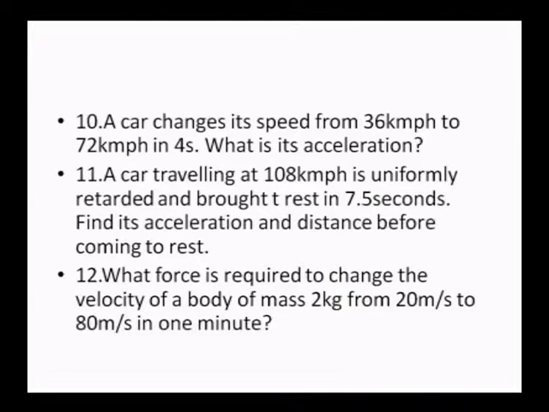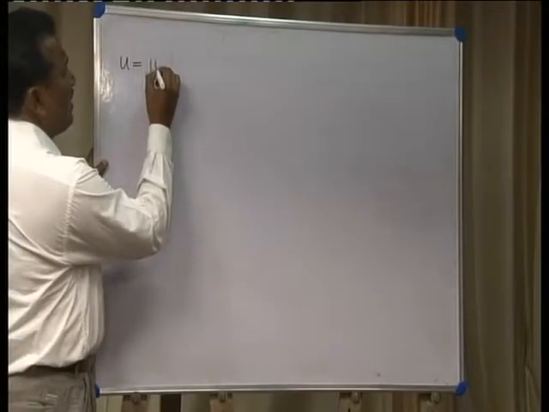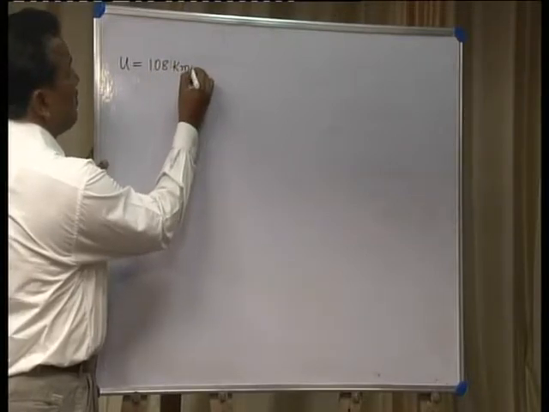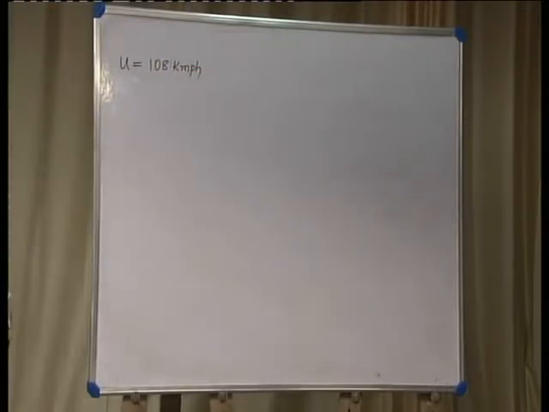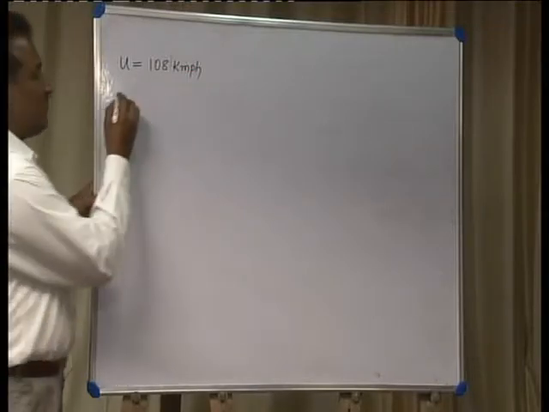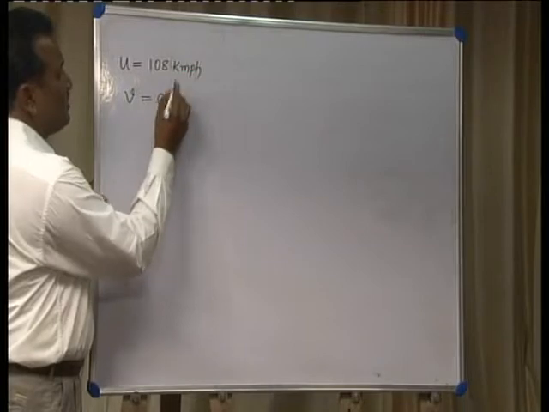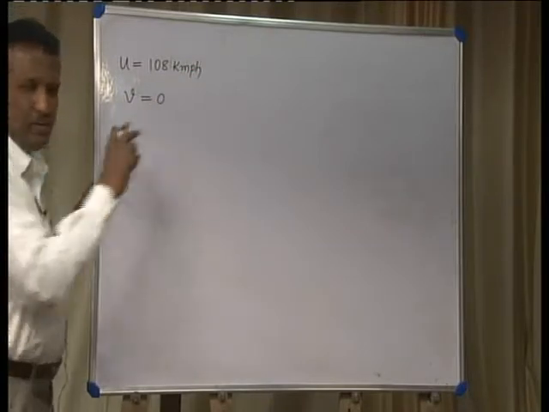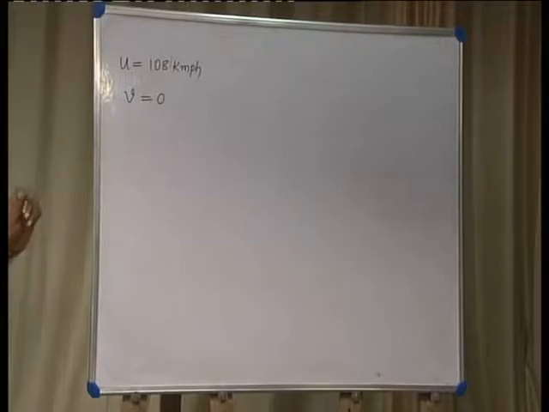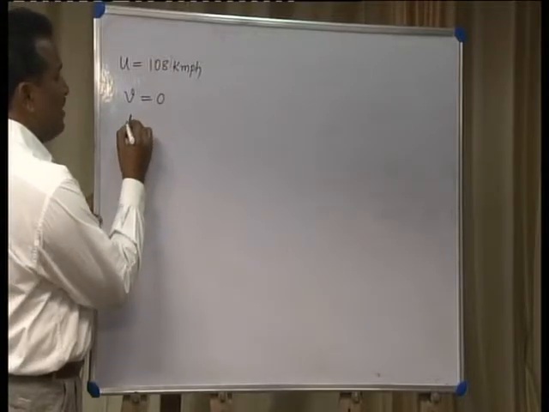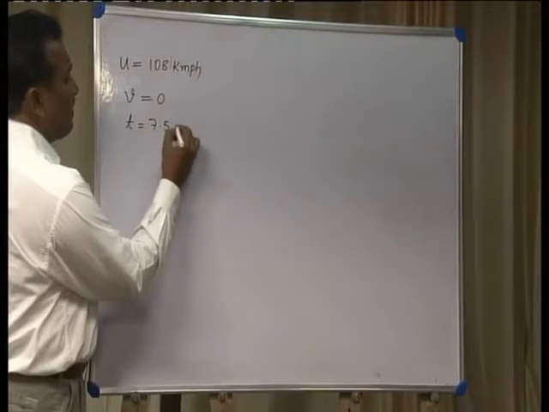Now collect the data. What is given? A car is traveling at 108 km per hour. Because it comes to rest after 7.5 seconds, you have to take this data as the initial velocity. That is, initial velocity u is equal to 108 km per hour. It has been retarded and brought to rest, which means its final velocity is 0. From this magnitude of velocity to this magnitude takes place in a time of 7.5 seconds. Therefore, given t is equal to 7.5 seconds.